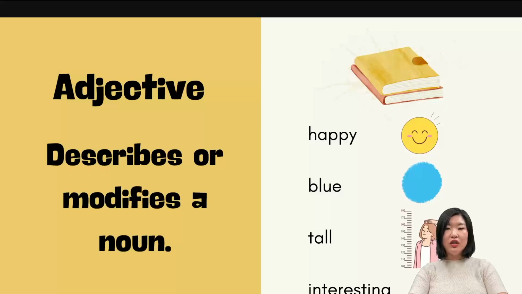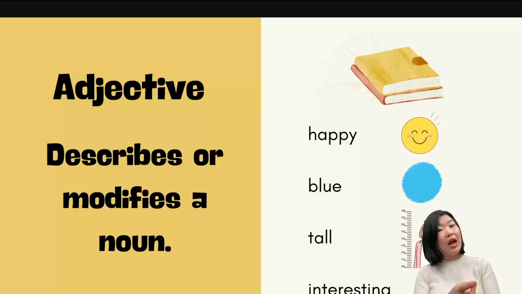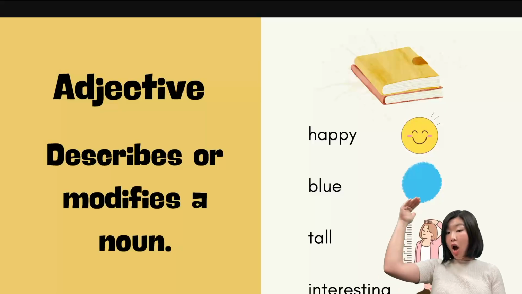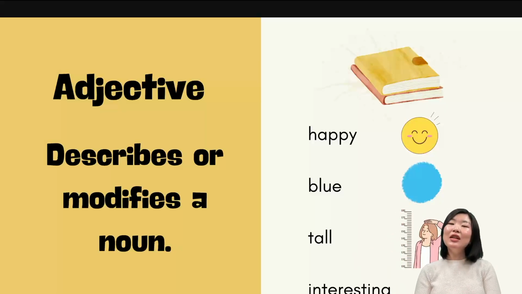So let's move on to adjective. So what is an adjective? An adjective describes or modifies a noun. So for you to have a more abundant sentence to describe a noun, it could be a color, it could be an emotion, it could be a shape. There are different types of adjectives. So let me give you an example of adjective words. Happy, blue, tall, interesting. So these are the types of adjective words that you could find, which modify a noun.